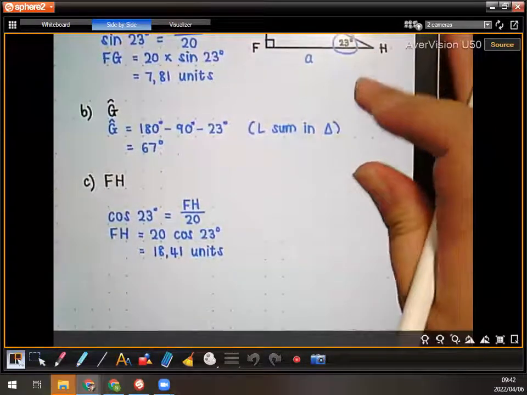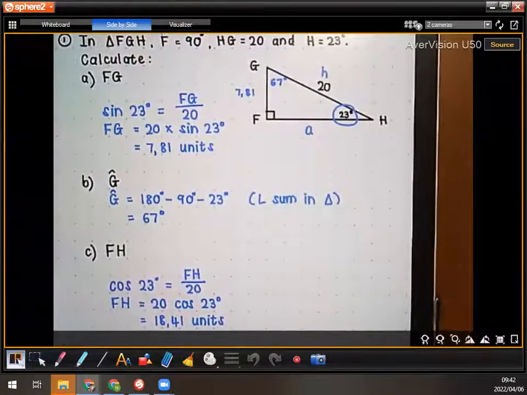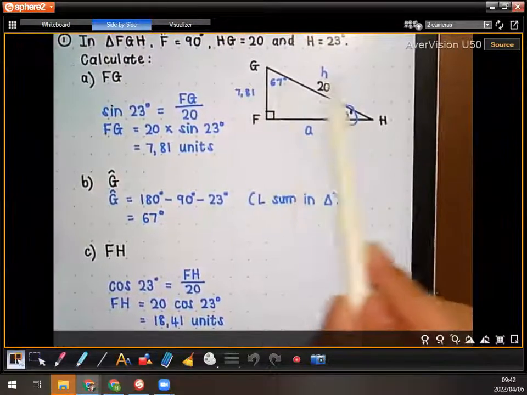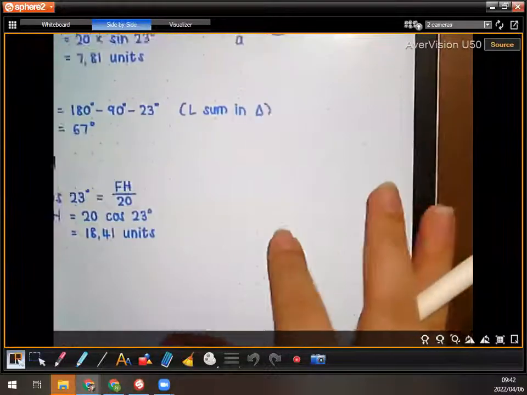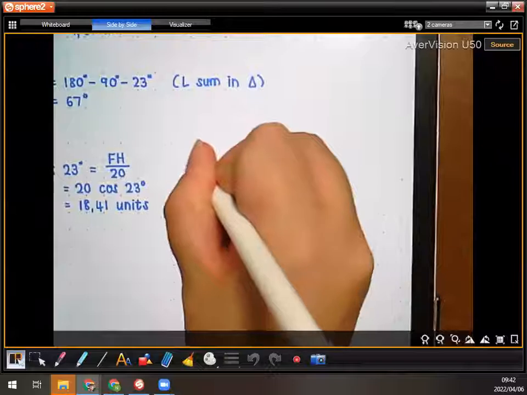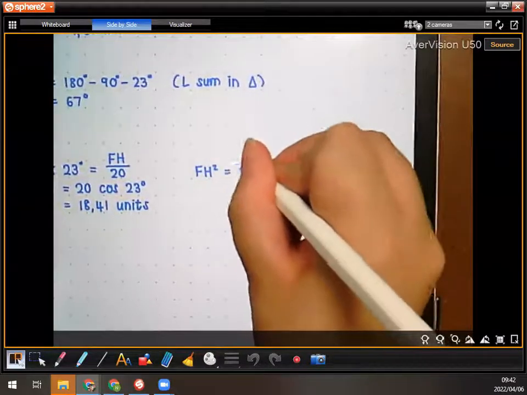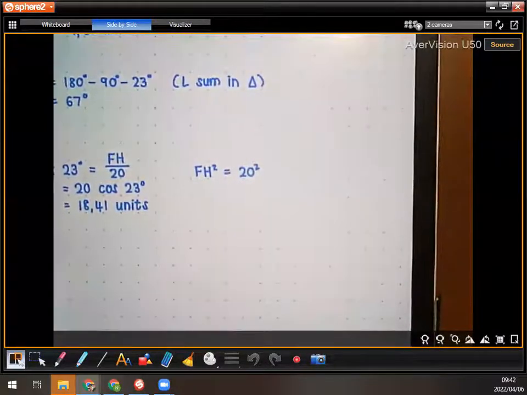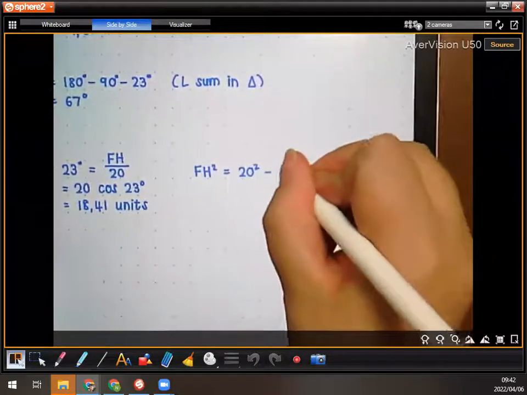Right, what else could we do to find FH? Pythag, good, all right, because we have the other two sides, so we can find that one using Pythag. Let's do that quickly. I'll just write it next to this calculation. So FH squared is going to be equal to the hypotenuse squared, 20 squared, minus, what's that, 7,81 squared.